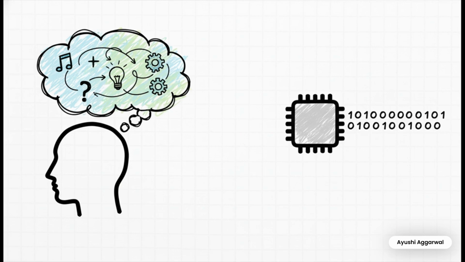But a computer, at its most basic fundamental level, only understands two things. Is there current in the circuit or not? Is the power on or is it off? And we represent this with a 1 for on and a 0 for off. That's it. That is binary, the only language a computer truly understands.